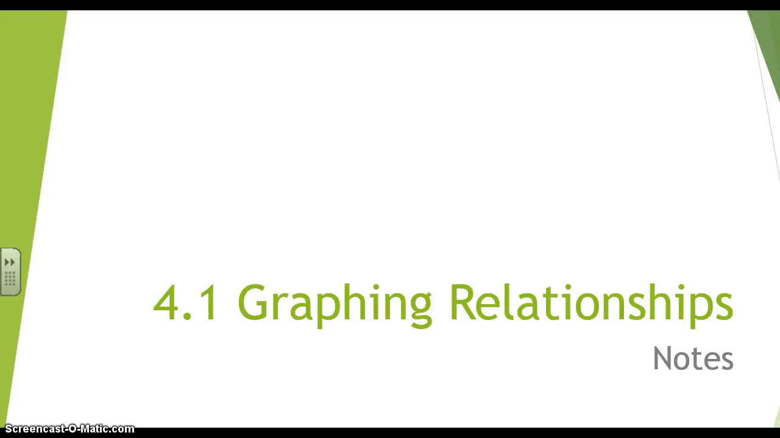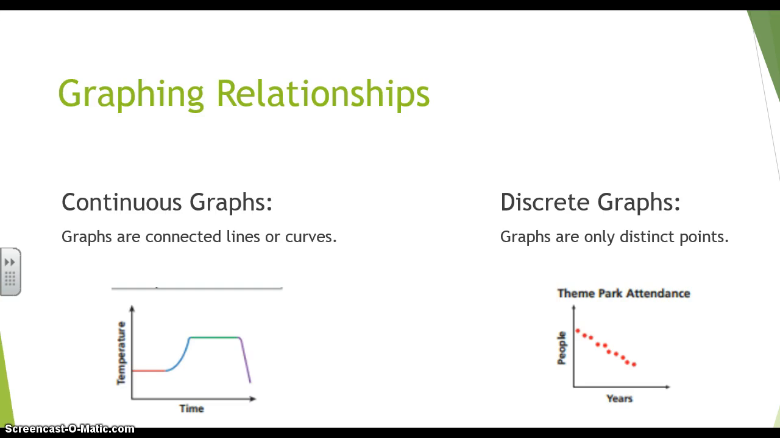We are now getting into Chapter 4, where we're going to be working with functions. Section 4.1 is working with graphing relationships. So when working with graphing relationships, there are two types of graphs that you'll see.